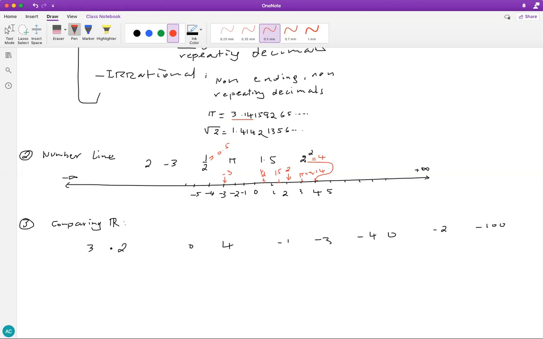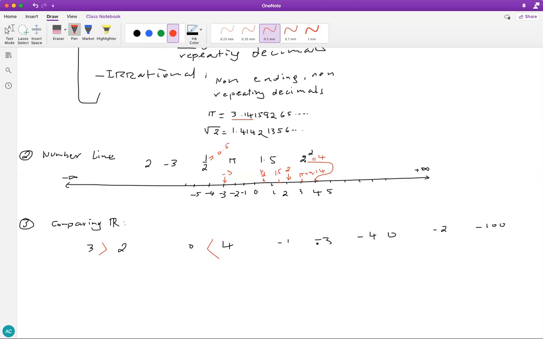So 3 compared to 2. If we use a number line, 3 is located to the right of 2. So the numbers on the right are always greater. So 3 is greater than 2. Then this one, we have 0 and 4. Obviously, we know that 0 is less than 4. You can also see it from the number line. 0 is here, 4 is here. The numbers on the left are smaller than the numbers on the right. So 0 is less than 4.